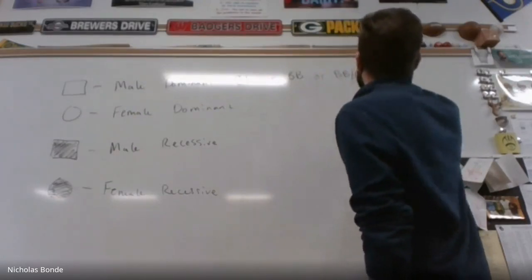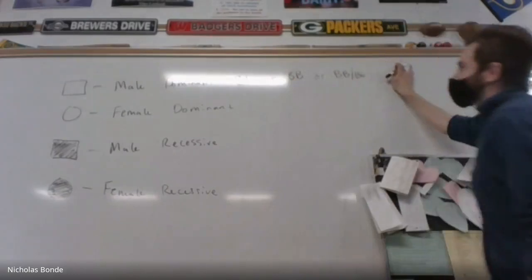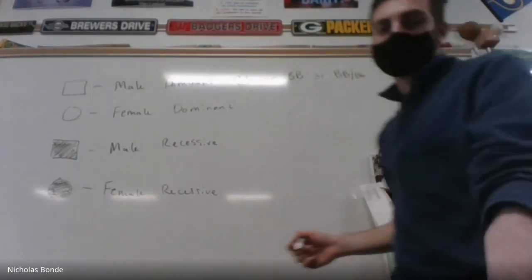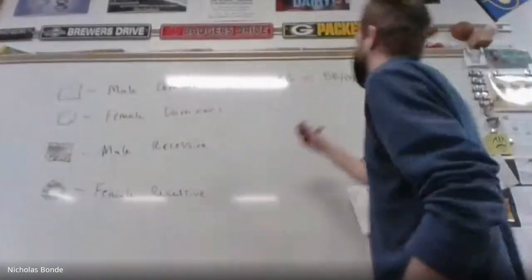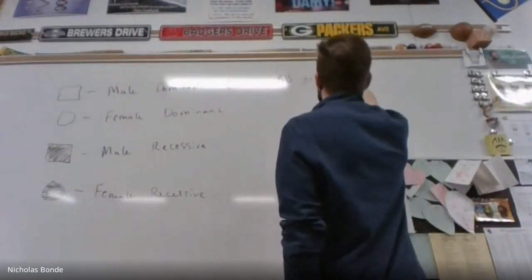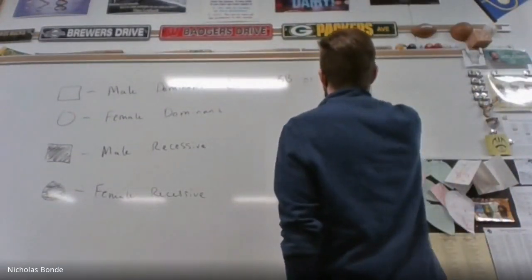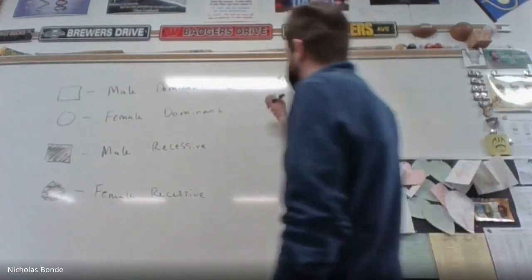Meaning it could be either one. We don't know, right? Meaning both are possible offsprings. That's the one that we often forget. You can write it like this. You can write it as a dash. You can write it as a question mark. Okay. Females are the same.